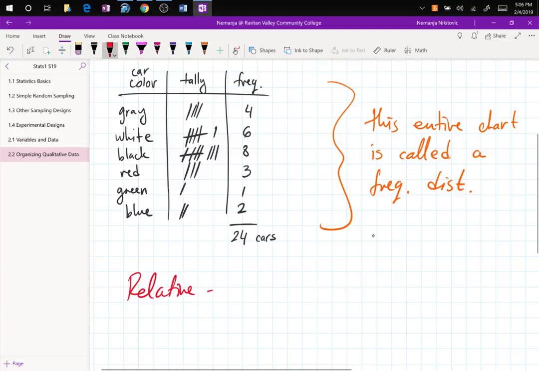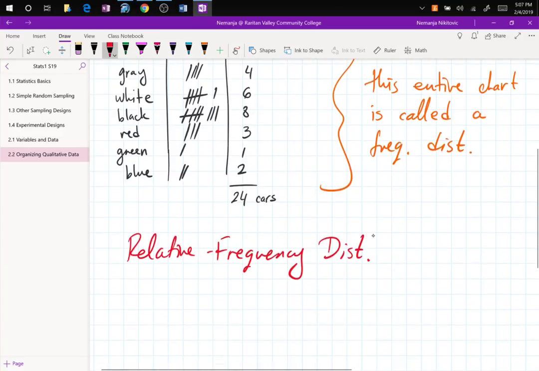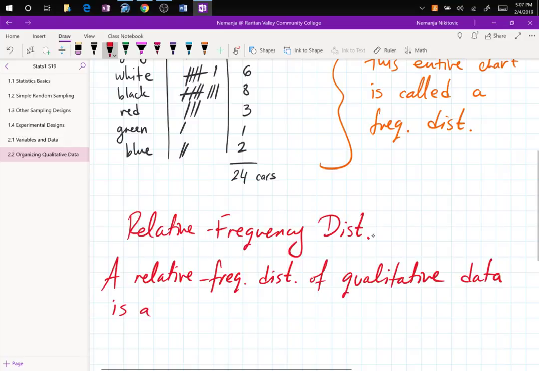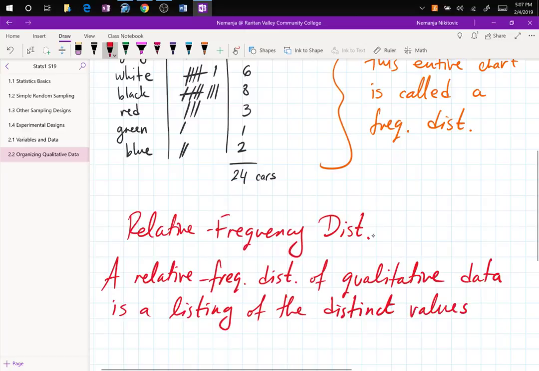Relative frequency distribution. We'll have to write the formula for relative frequency, but let's first get the definition for this. A relative frequency distribution of qualitative data is a listing. This is pretty much telling you, it's a chart of values. Is a listing of the distinct values and their relative frequencies.